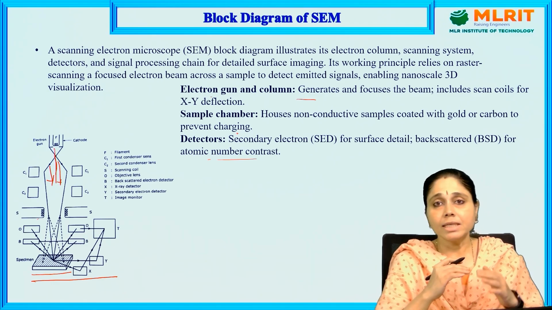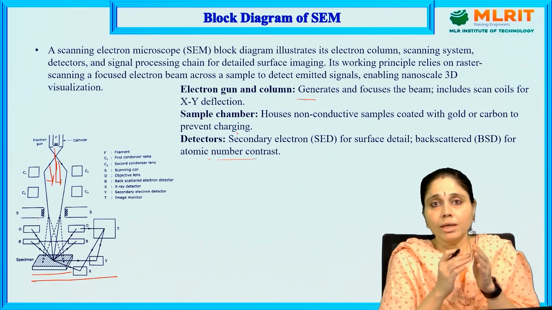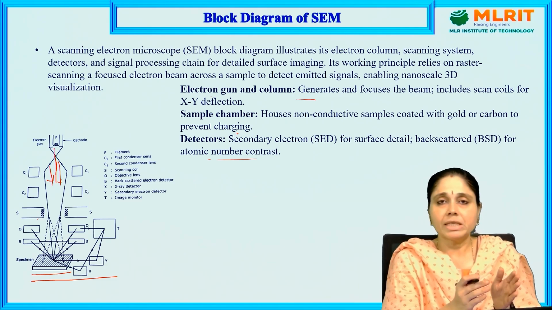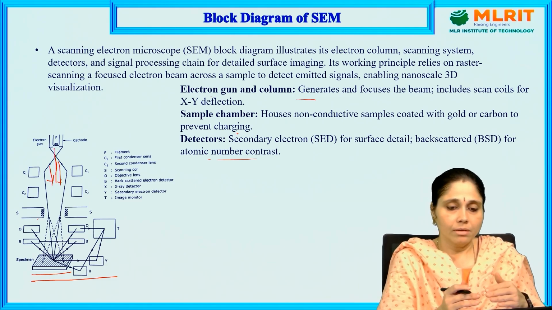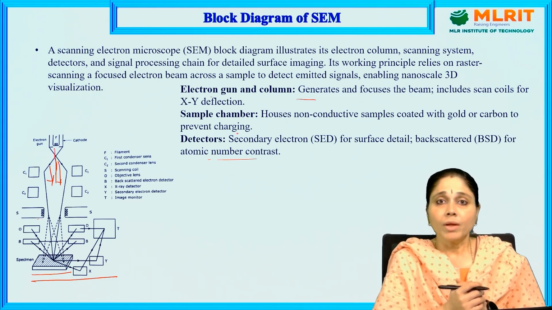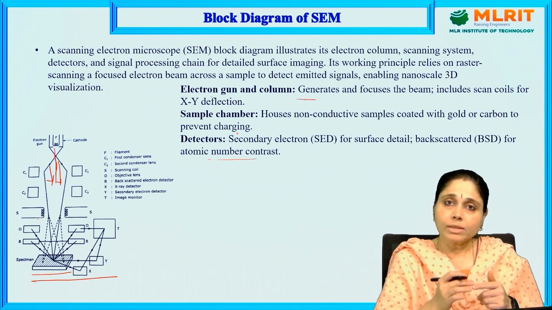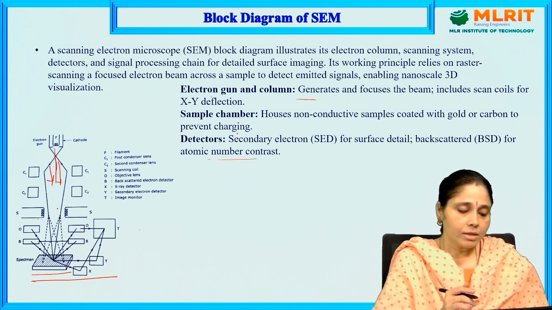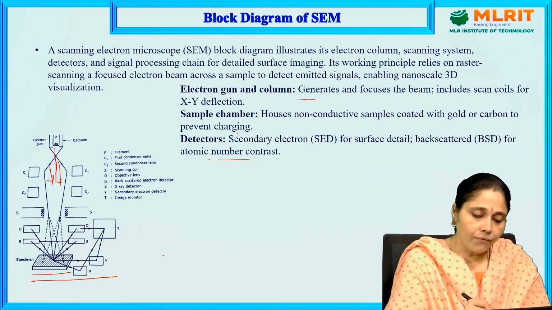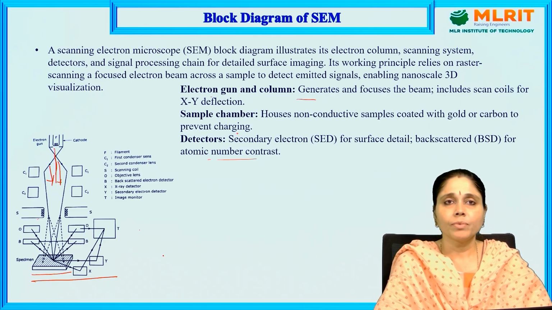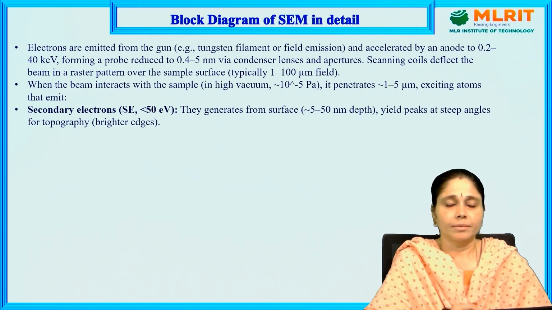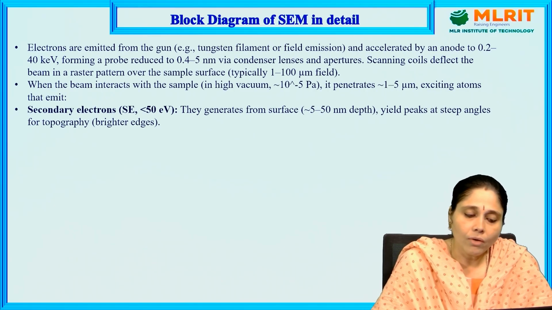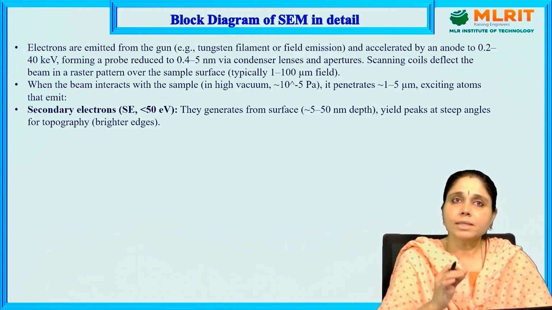Okay, this is the working principle of the scanning electron microscope and how the electrons process through the path. Okay, so this is the way we can understand. Next, how are the electrons emitted?